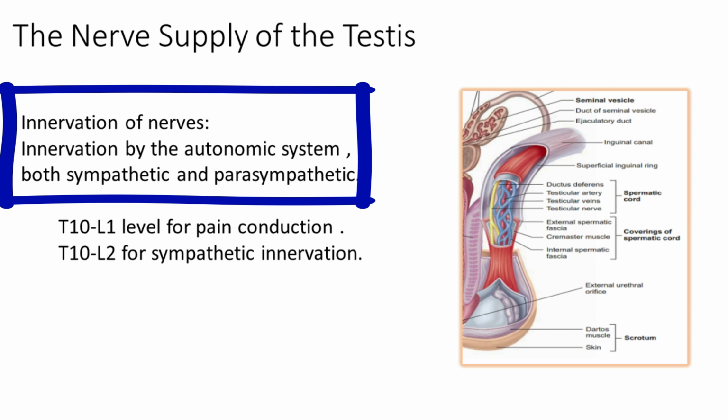So in brief, we can say the testes receive both sympathetic and parasympathetic innervation, which play a role in the regulation of smooth muscle function, blood flow, and sensory perception within the testicular region.